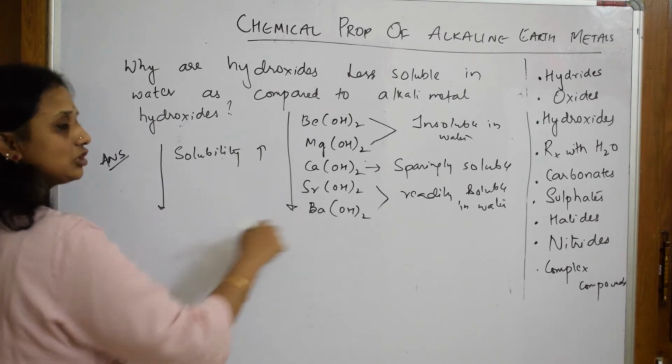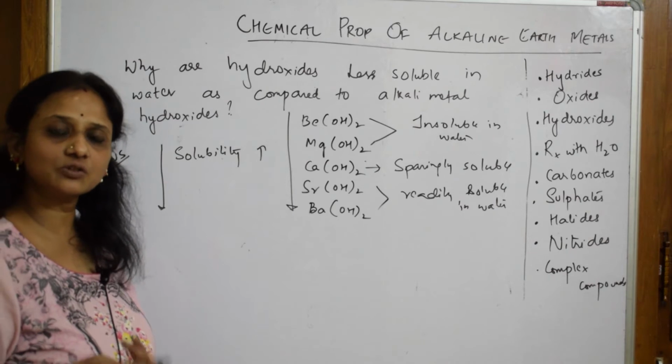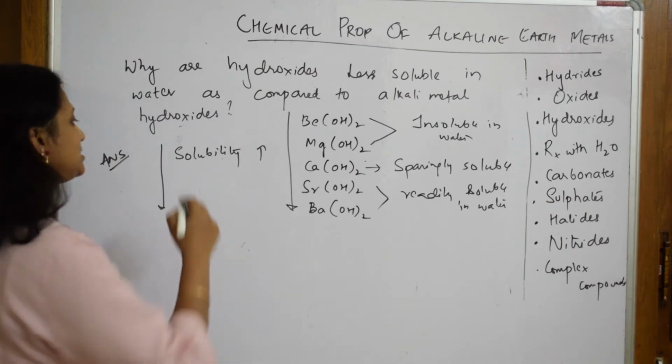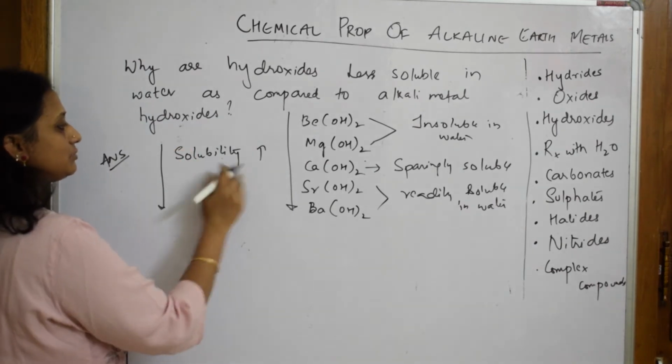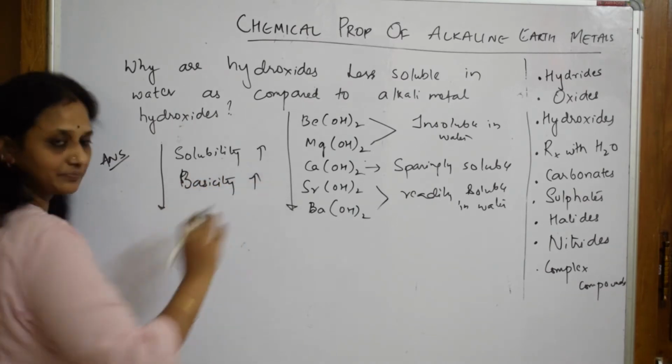When the solubility is increasing, what factor can you immediately relate? When it is soluble, it can easily release OH minus ions. When it is releasing OH minus ions, what is increasing? Basicity is increasing. Very good. So from top to bottom, solubility is increasing, which means basicity is increasing. This is the concept.